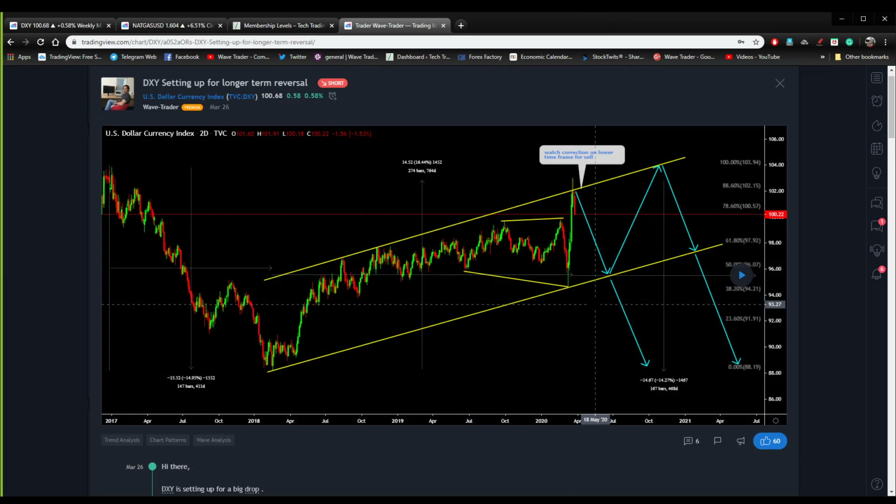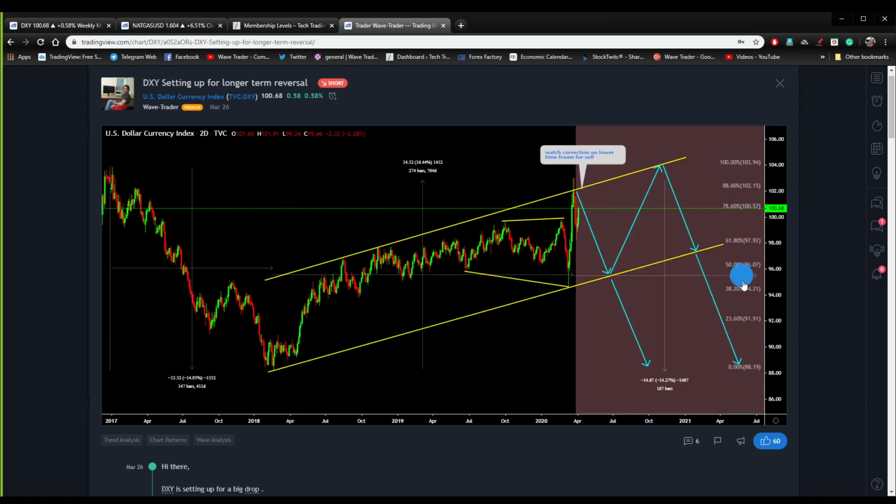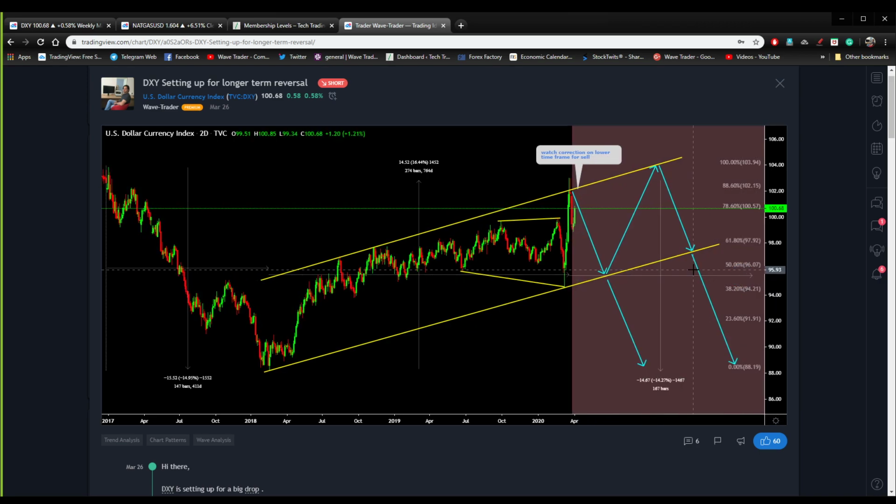Currently, dollar is, that's the price line. All right, guys. So dollar index, to go down for longer term.